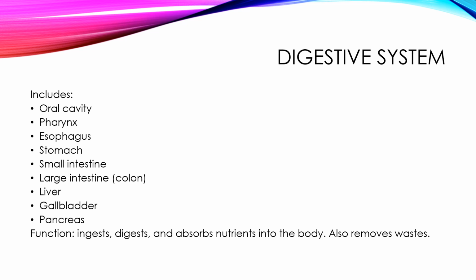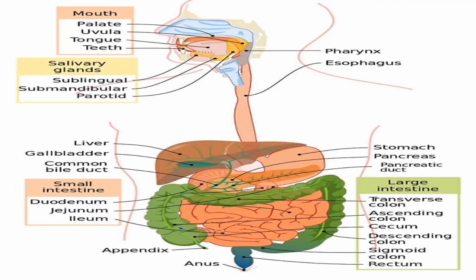Your digestive system. So this includes your oral cavity, your pharynx, your esophagus, your stomach, small intestine, large intestine, or colon, whatever you prefer, potato, I don't care. Liver, gallbladder, and pancreas. The whole function is to help you bring in food, digest it, and absorb the nutrients from your foods into your body. It also helps you remove waste. So this is your entire digestive tract.